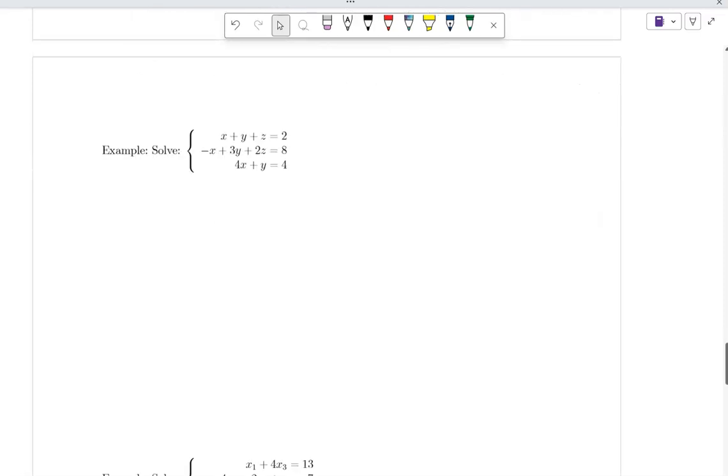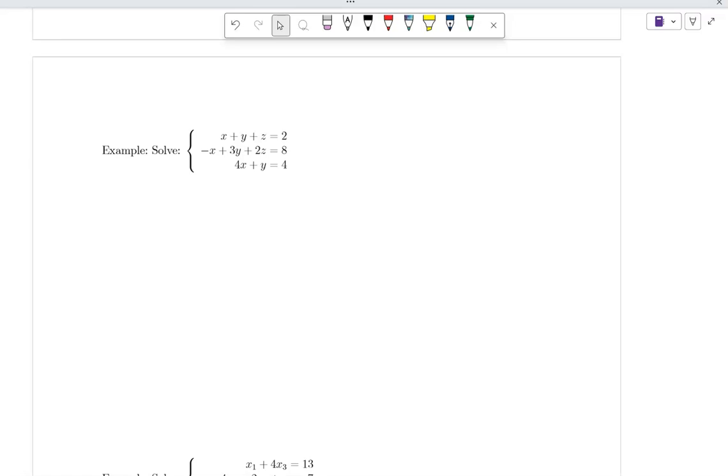So we're going to use elimination to write this system in a triangular form, and then use back substitution to find our answers. So we've got x plus y plus z equals 2 as the first equation, negative x plus 3y plus 2z equals 8 in the second equation, and 4x plus y equals 4 in the third equation. So again, our first step would be to get a 1 coefficient up here, in whatever order we have for our variables. Usually we think about alphabetical, right? So in this case, we have x, y, z.